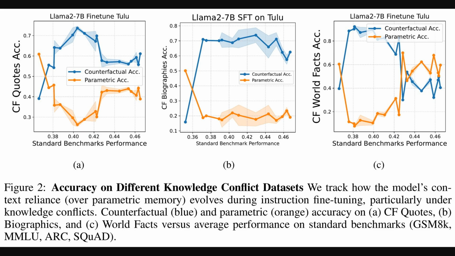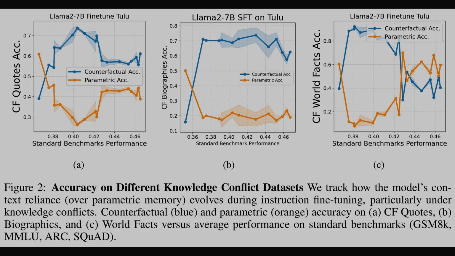Building on that, this next figure breaks down the effect across different types of knowledge conflict for the Llama 2 model, fine-tuned on Tulu. We see plots for counterfactual quotes, biographies, and world facts. In each case, the blue line showing accuracy using the provided counterfactual context peaks and then drops, while the orange line, representing reliance on the model's internal knowledge, tends to rise later. This reinforces that inversion pattern consistently.